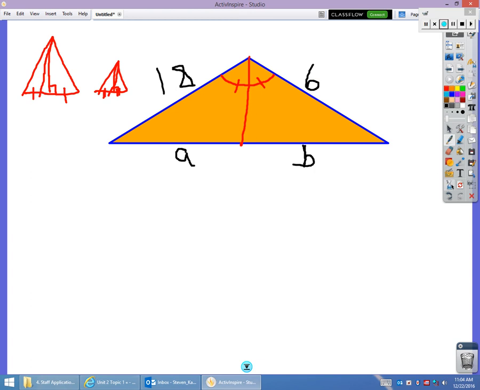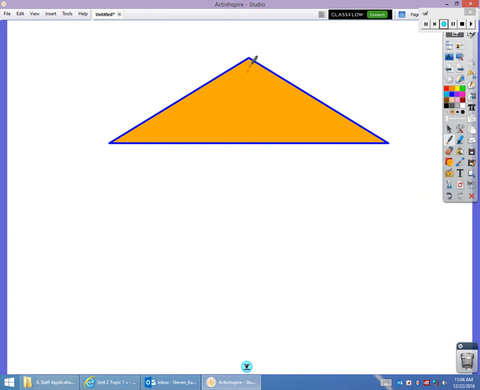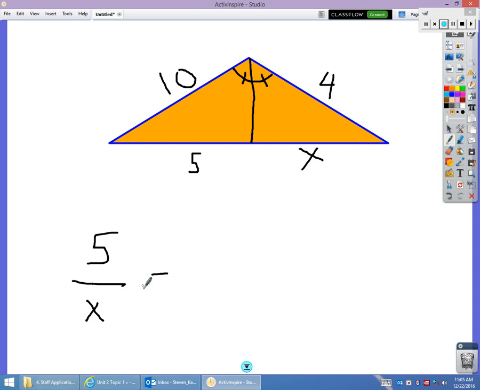So for example, if I knew that I had an angle bisector, and this was 5, and we didn't know the length of this, but we knew this was 10 and this was 4, I know that since this is an angle bisector, the way that 5 divided by x, that ratio, will be in proportion or be equivalent to 10 over 4.